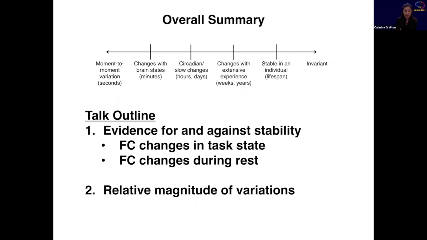So I just want to summarize here. In the first part of the talk, I showed you some evidence for and against stability in functional networks, showing that there is significant change in functional connectivity across different task states, but that caution needs to be taken in interpreting functional connectivity changes across rest, given other sources of potential dynamics.